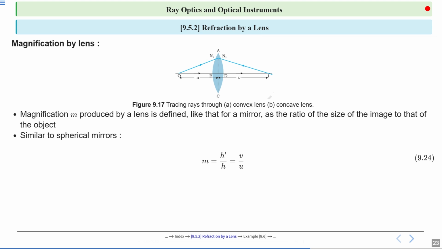Okay, so what is the definition for magnification? We have discussed in the mirrors also. It is the ratio of size of image to that of the object. That means M is equal to H dash upon H, which is equal to V upon U. Okay, so in the case of mirrors, we discussed H dash upon H is equal to minus V upon U. But in the case of lenses, minus sign is not there.